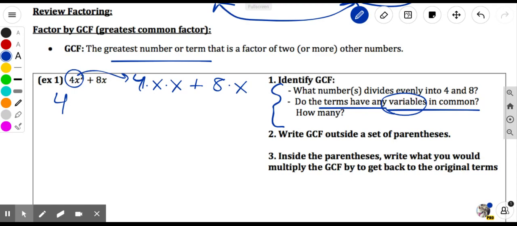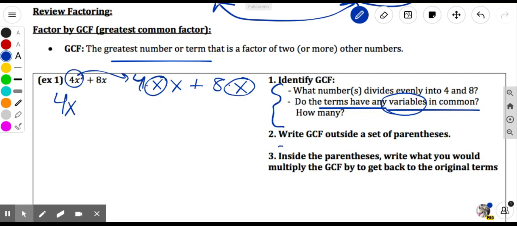So do they have any variables in common? Notice they both have 1x. So they have an x in common. So that means that if I were to identify the GCF of these two terms, it would be 4x, because 4x divides evenly into both of those terms. So that's the first thing you do, is identify the GCF.